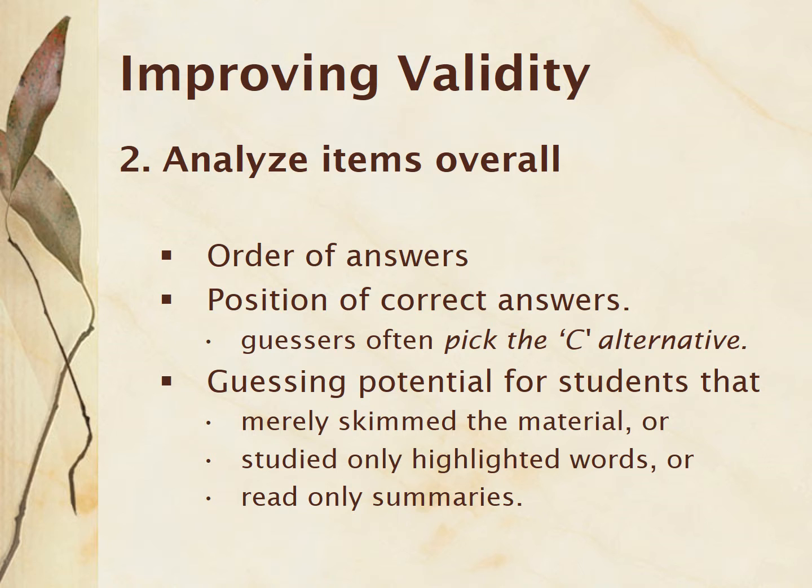Next, analyze items overall. If a student who understands the principle being examined determines the correct answer after reading the item stem, then he or she should not have to spend time searching for that answer in a group of haphazardly arranged options. Options should always be organized in some systematic manner. For example, dates of events should be arranged chronologically, numerical quantities in ascending order of size, and names in alphabetic order. Make sure that answers are not obvious to the student who has just skimmed the material.